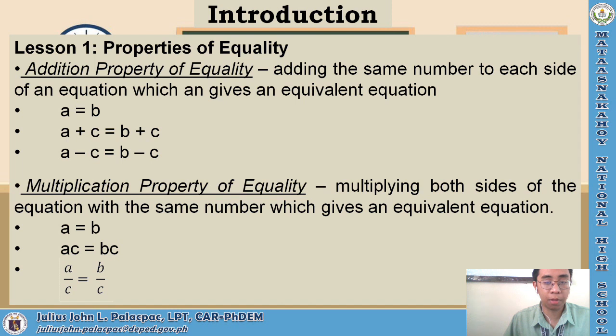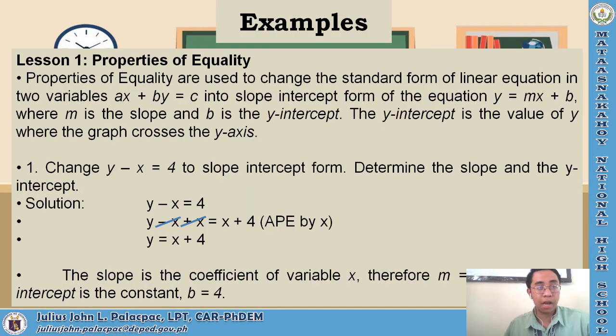In the multiplication property of equality, we will multiply both sides of the equation by the same number. So we have a is equal to b. If we multiply a times c, we will also multiply b times c. If we divide a by c, we will also divide b by c. It is also used in simplifying our data later on. So here, we have some properties of equality.